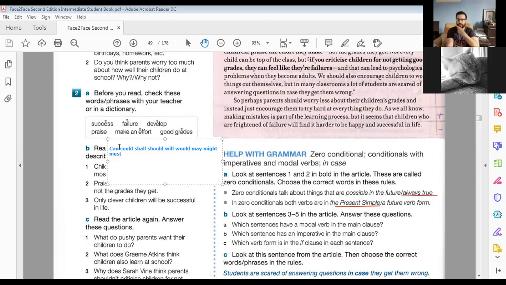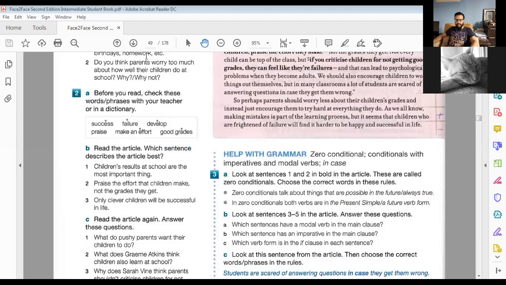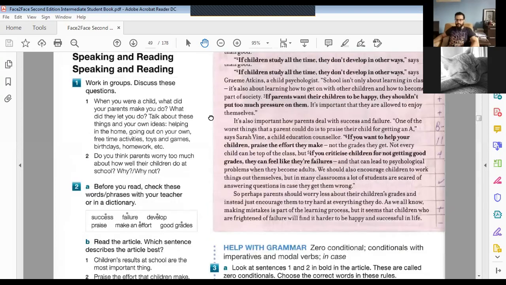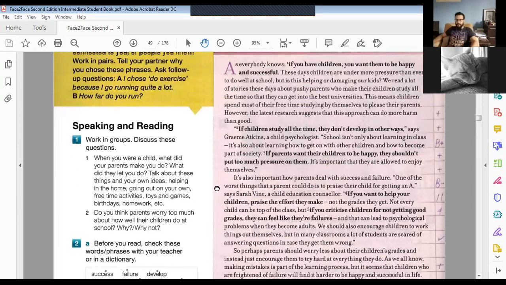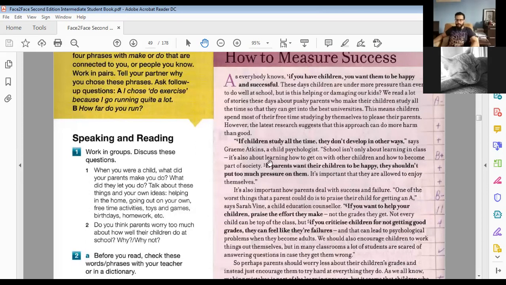Anyway, I'm just trying to illustrate what modal verbs are, okay? So in the question, they want you to look for which sentences have modal verbs in the main clause. So we need to go back to the article and take a look at examples 3, 4, 5. So 1, 2, we don't want them, but we want 3. Can you read number 3 here? If parents want their children to be happy, they shouldn't put too much pressure on them.